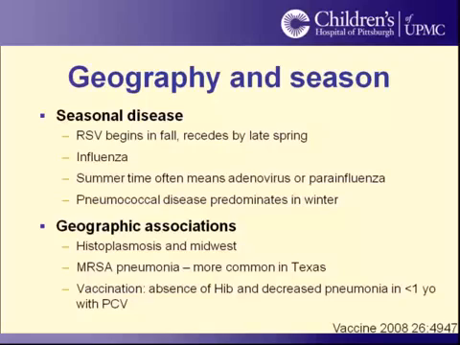Histoplasmosis is associated with disease in the Midwest, and MRSA pneumonia is seen in very isolated spots, more common in some series in Texas and in Chicago than in our area of the country, certainly. And certainly with vaccination, we have seen an absence of Hib and a decreased rate of pneumonia in less than 1-year-olds with the administration of PCV7 and then 13.